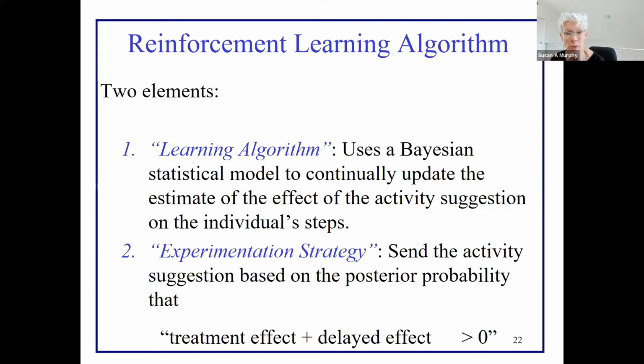So here's where exploration and exploitation, in the words of RL, are going on. Exploitation is that the probabilities are biased: if that posterior probability, the probability that the treatment effect plus the delayed effect is greater than 0, is high, then with higher probability you get it. That's exploitation. But it's still a probability. It's not a probability 1. It's a probability less than 1. And that's the exploration. And this is known as posterior sampling in the field of RL.